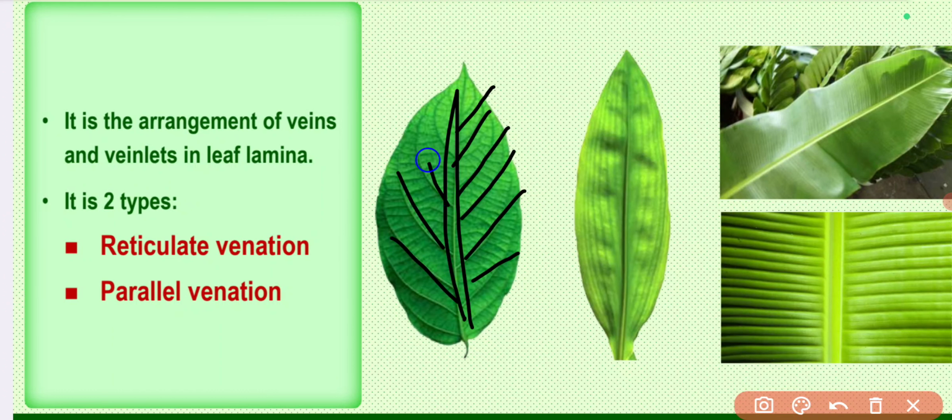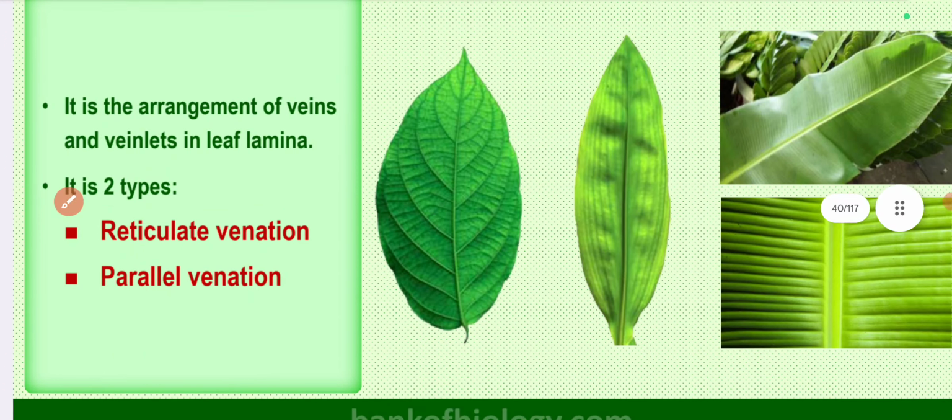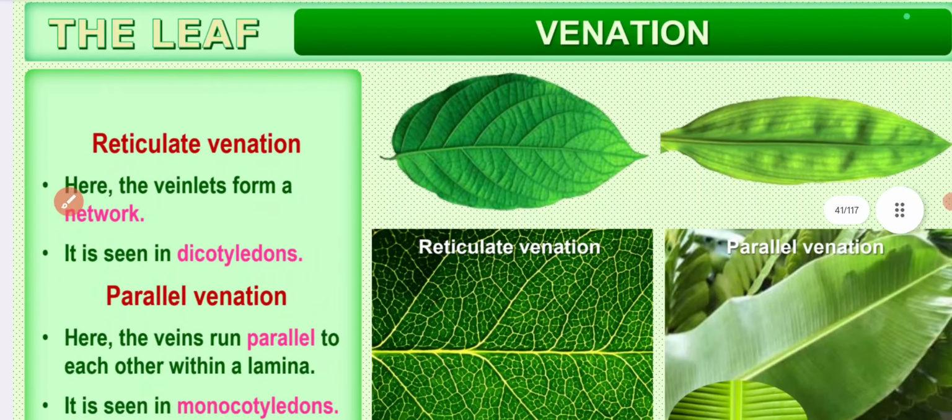Okay, so it is a type of venation, and in some the midrib is like this, and then the veins and veinlets are like this. So there are two different types of venations, reticulate and parallel venation. Let's start. First one, reticulate venation.